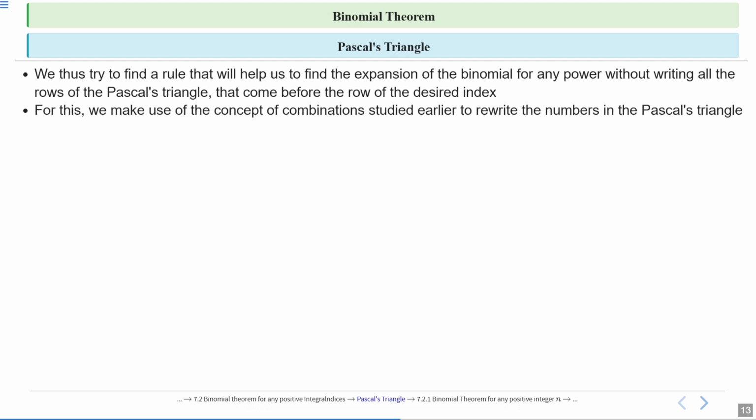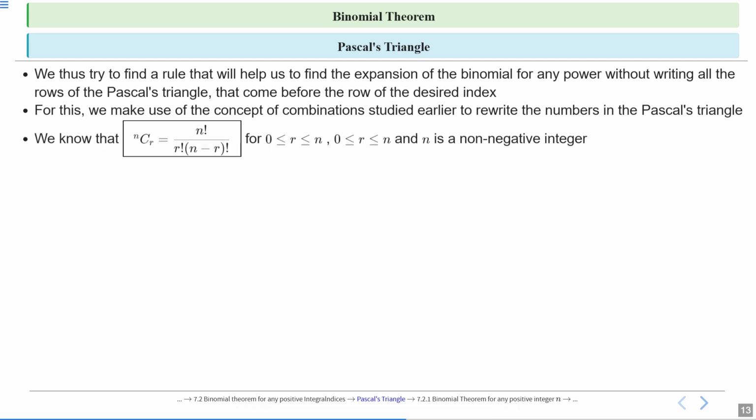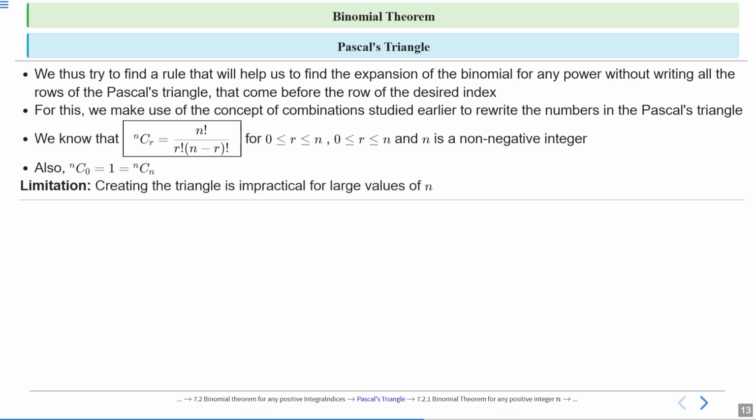For this, we make use of the concept of combinations studied earlier in our previous chapter to rewrite the numbers in Pascal's triangle. And we know that nCr equals n factorial upon r factorial times n minus r factorial, for 0 less than or equal to r less than or equal to n, and n is a non-negative integer. Also, nC0 equals 1, and this is also equal to nCn. So creating the triangle is impractical for large values of n.